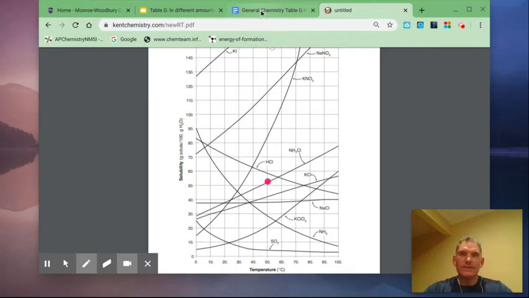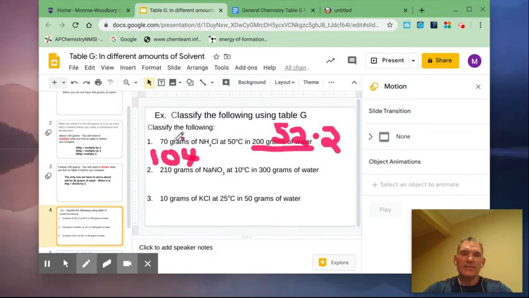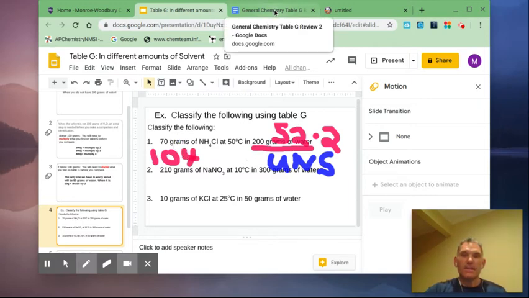That would make it saturated. But what do I have? I have 70 grams of this substance. 70 is less than 104. So I would know, and I'm going to change my color for my answer, that this is going to be unsaturated. Again, the reason it's 52 times 2 gives me 104. That would be saturated, but 70 is below. So 70 is going to be below and it's unsaturated.